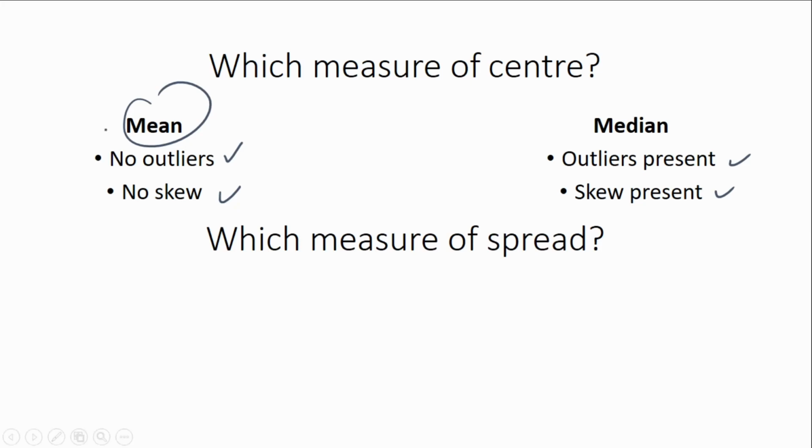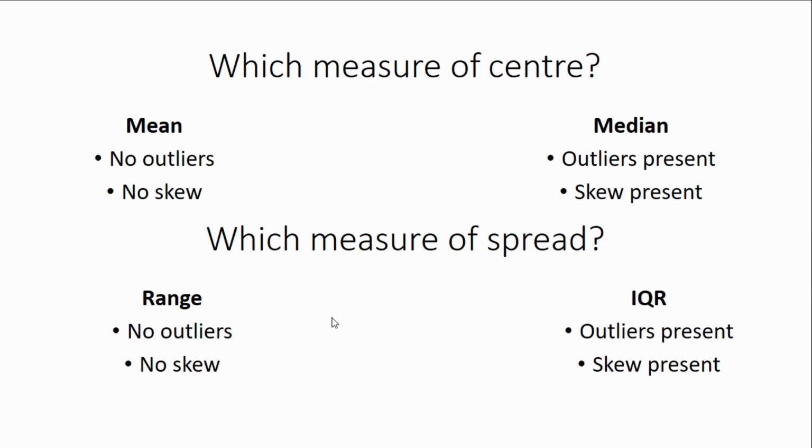We've also learned about measures of spread. There's 2 types of measures of spread. We have the range and we have the IQR. In this case, we use the range when there are no outliers or no skew, and we use the IQR when there is an outlier present or if there is a skew present. So just make sure you got those down. This will be useful for your questions. Otherwise, that brings us to the end of this video.